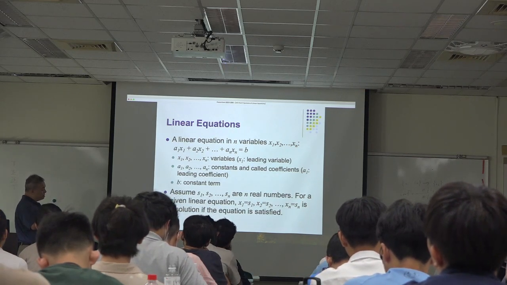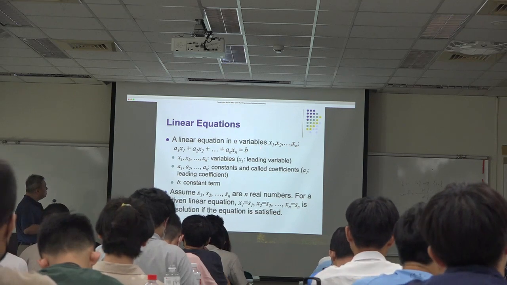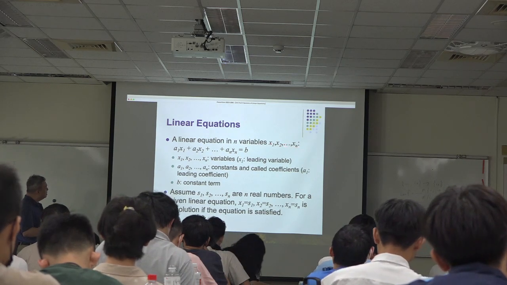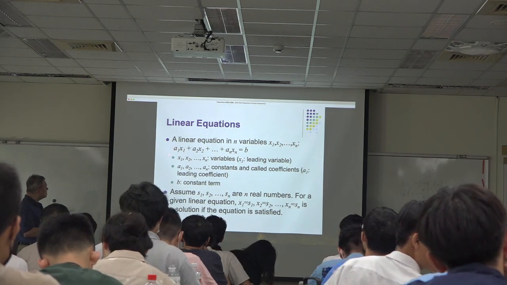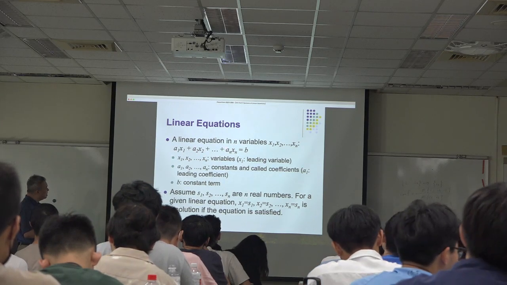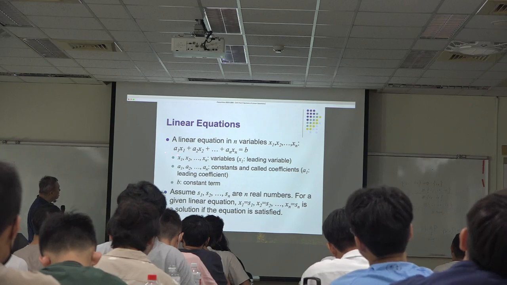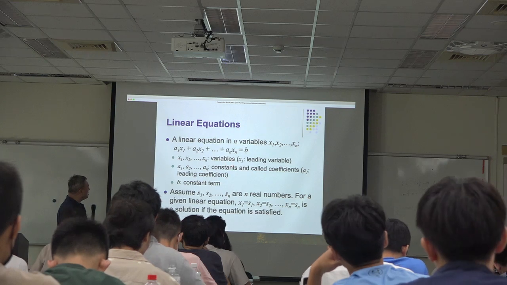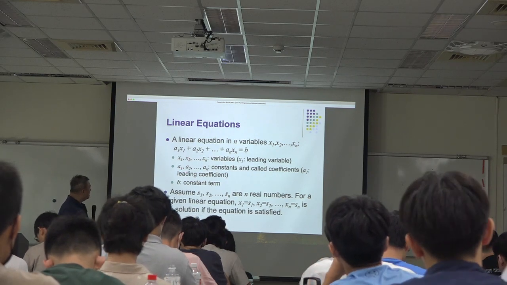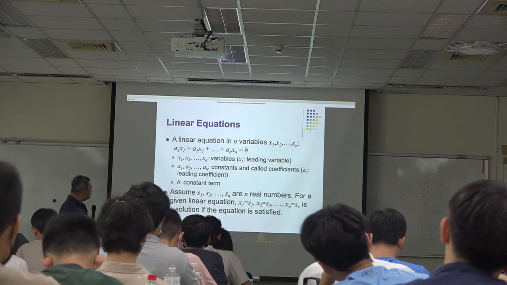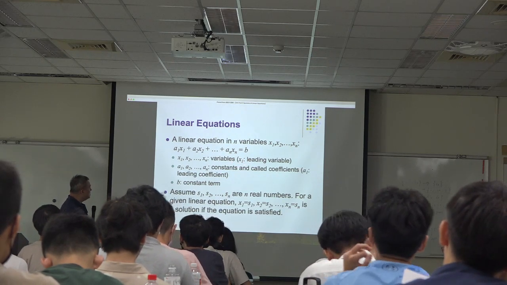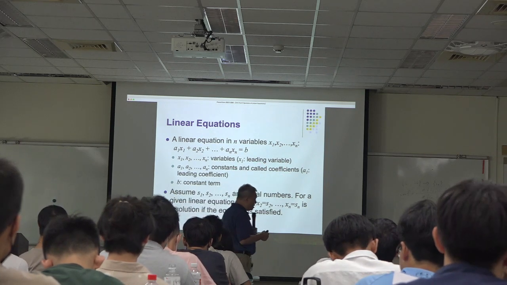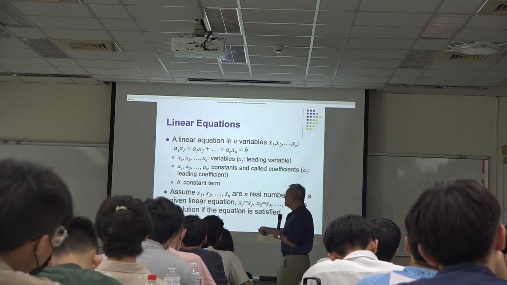So here, first, what is a linear equation? A linear equation with n variables, x1, x2, up to xn, can be written like this: a1 x1 plus a2 x2, and so on, plus an xn equal to b. In this equation, x1, x2, up to xn are variables, and x1 is considered to be the leading variable.